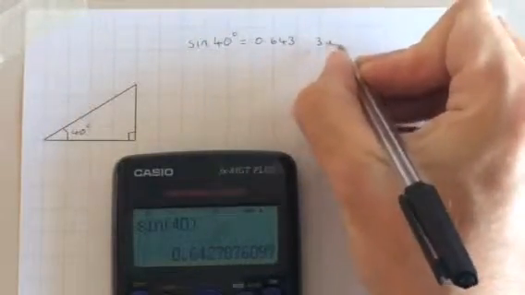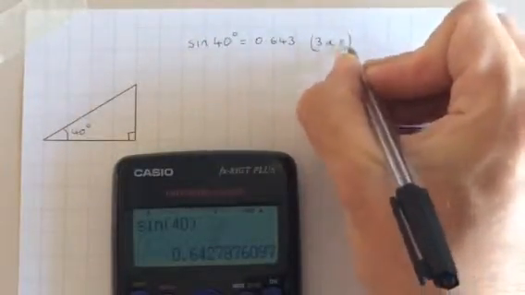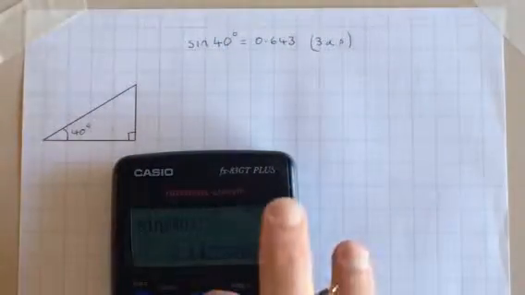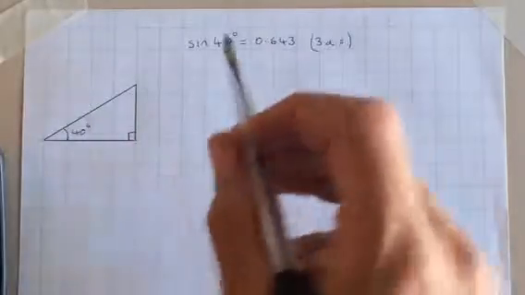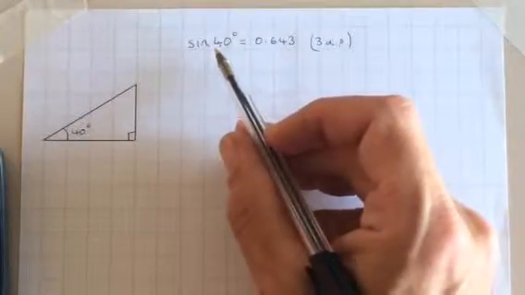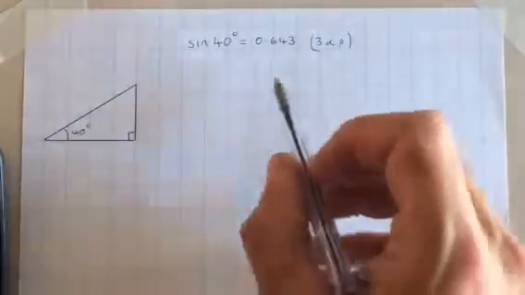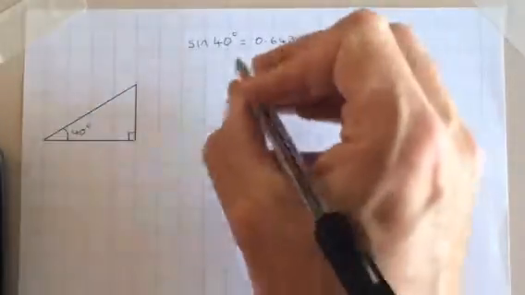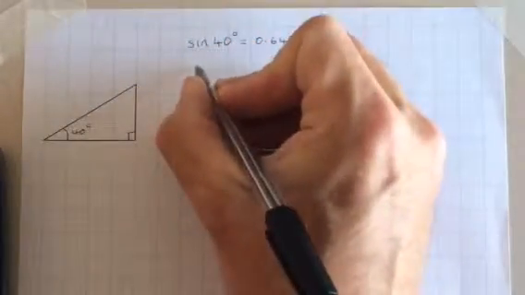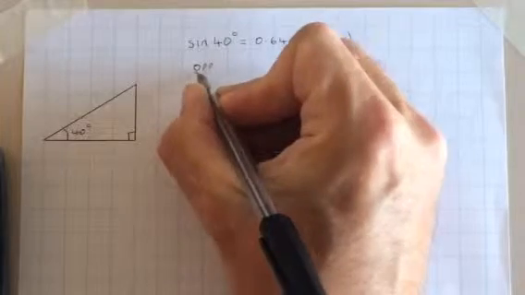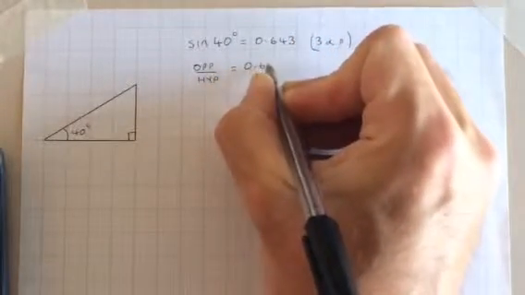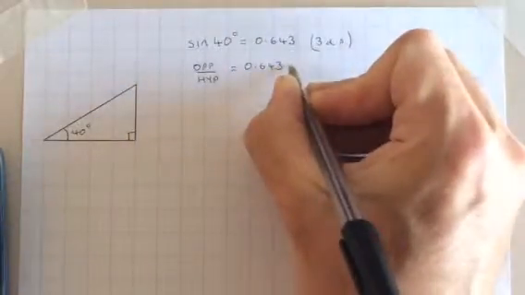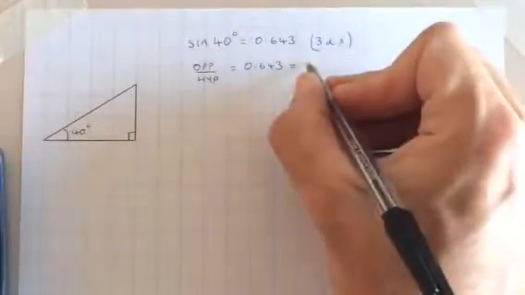Let's write 3 decimal places. It's always good practice to write down what you've rounded a number to. Now, what does that mean? That tells me in this triangle, if you remember SOHCAHTOA, sine is opposite over hypotenuse. So the opposite over the hypotenuse is equal to 0.643.